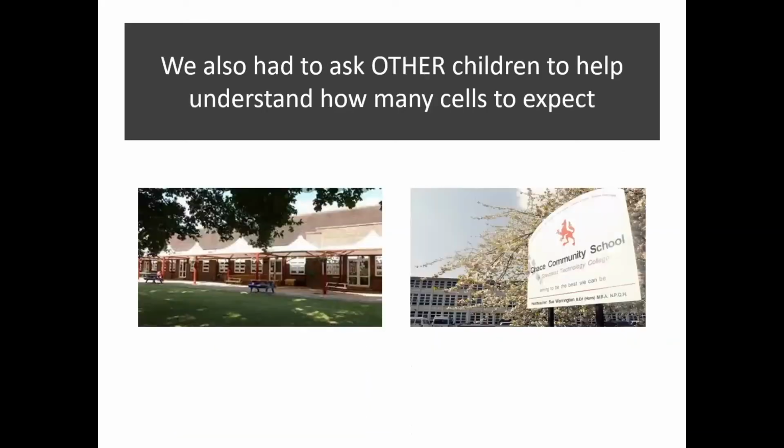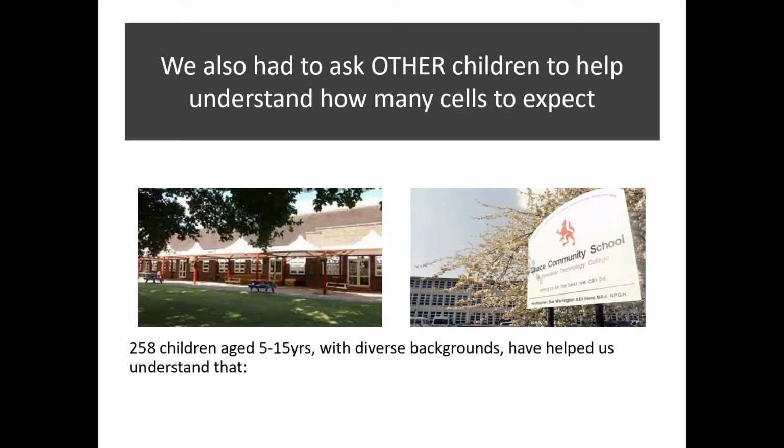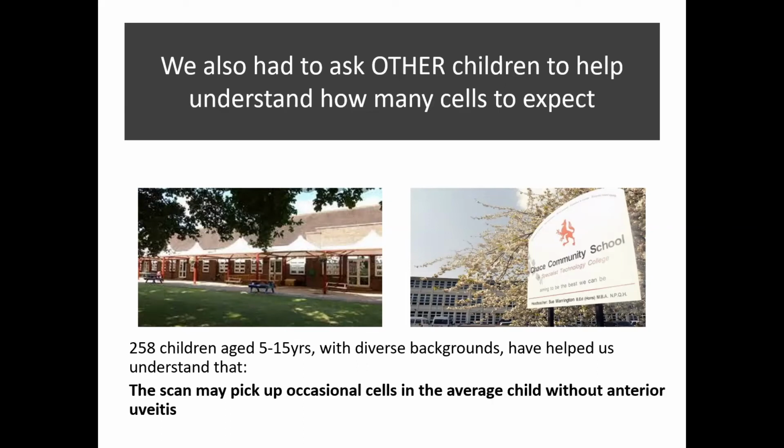And then we also asked other children to help us out. We used 258 children aged between 5 and 15 years old at the school, who very kindly sat and had scans for us. And from that, we found that we could possibly pick up an occasional cell in an average child without anterior uveitis. So now we need to work out why that is, what's that telling us?